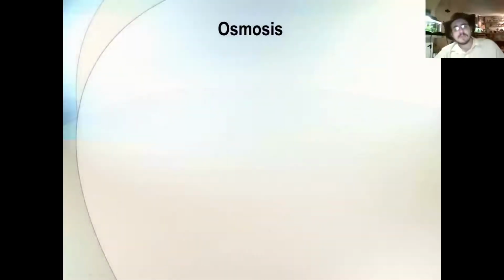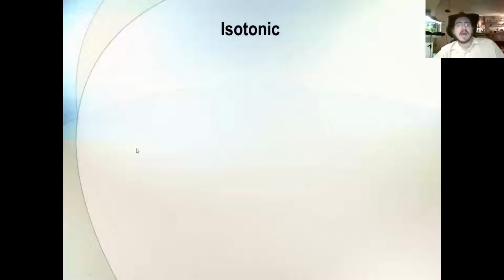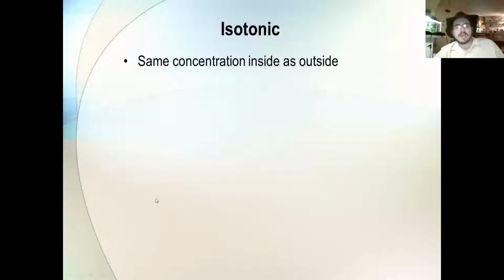All right. So diffusion is random movement of particles. Osmosis is the diffusion of water. And in biology, when we talk about osmosis, we talk about the diffusion of water across a membrane. So let's talk about some terms that we're going to use when we talk about osmosis. And those are isotonic, hypertonic, and hypotonic. In an isotonic solution, you have the same concentration of water inside the cell as outside the cell.